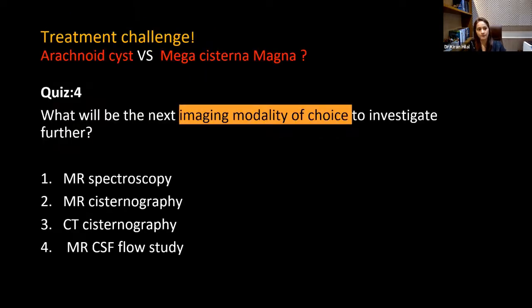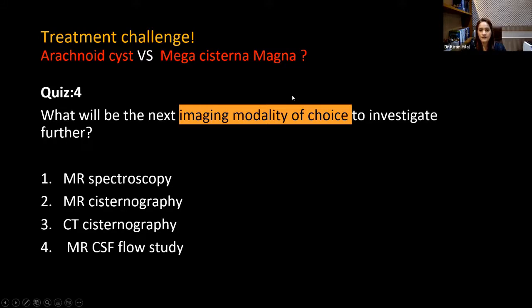of the cisterna magna. So if your neurosurgeon comes, or if you as a radiologist or as a neurosurgeon have a confusion, whether you are dealing with the cisterna magna or an arachnoid cyst, what will be the next imaging modality of choice, which as a radiologist you will recommend, which as a neurosurgeon you are going to ask us for? Do you think it's going to be MR spectroscopy to differentiate between these two? Do you think it's MR cisternography you're going for, or CT cisternography, or you will go for the MRI CSF flow study?